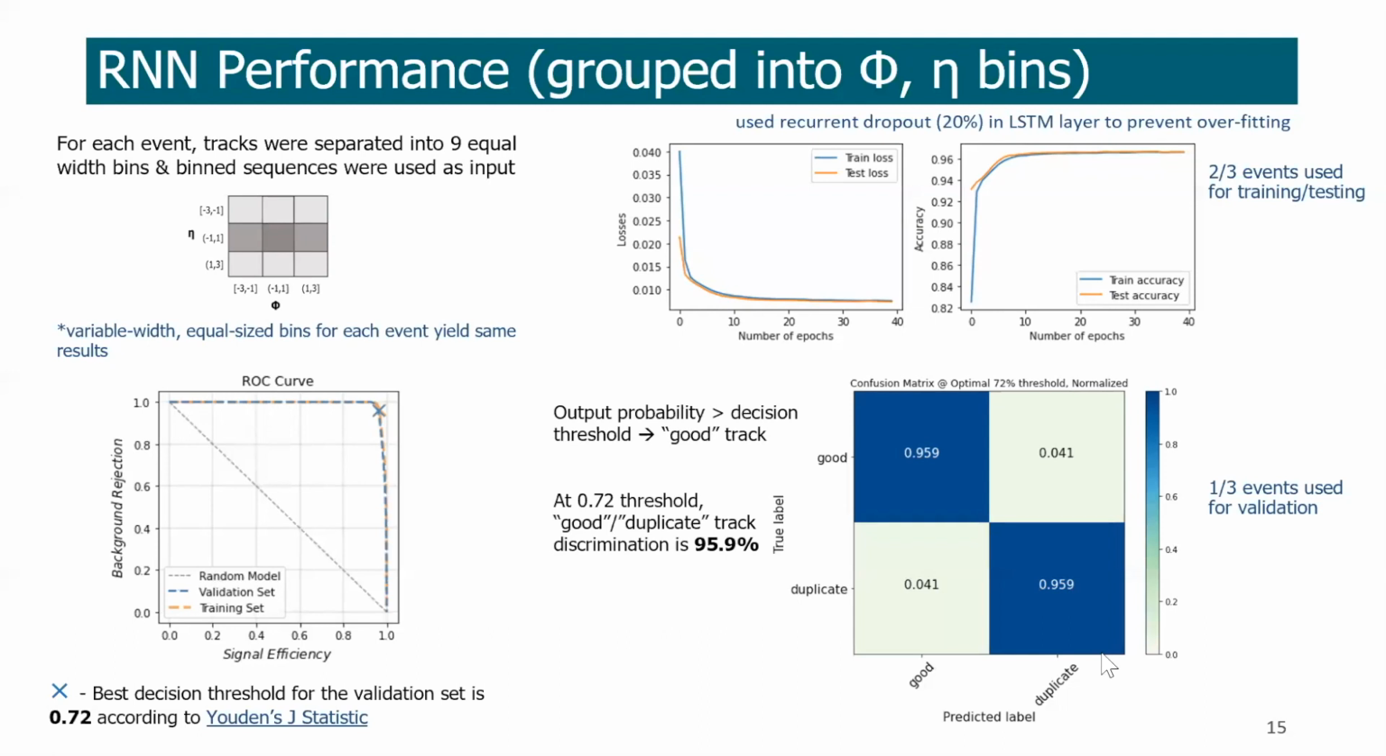And then I would just like to note that variable width equal size bins for each event or a lesser number of bins yield the same results. But if more bins are used, the input sequences become too small and the performance actually worsens.